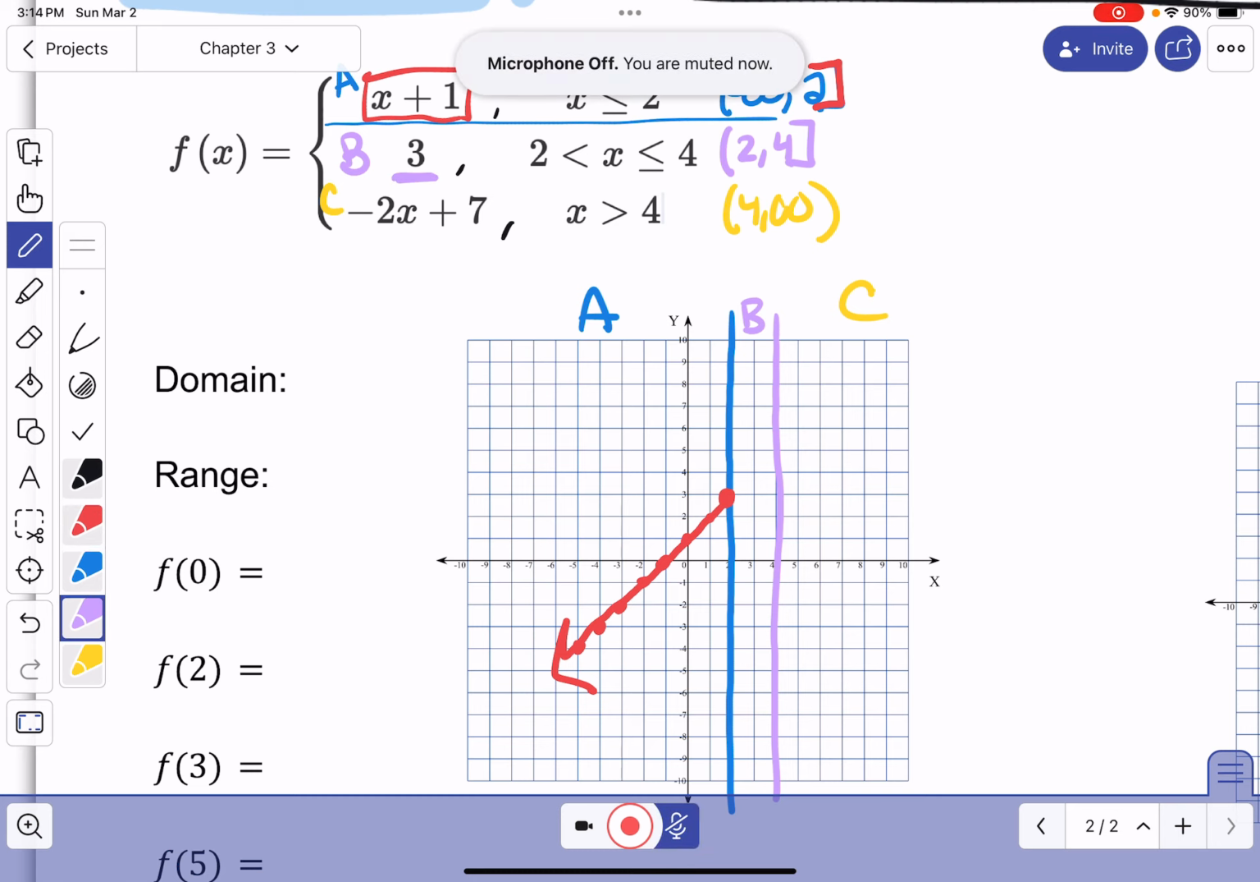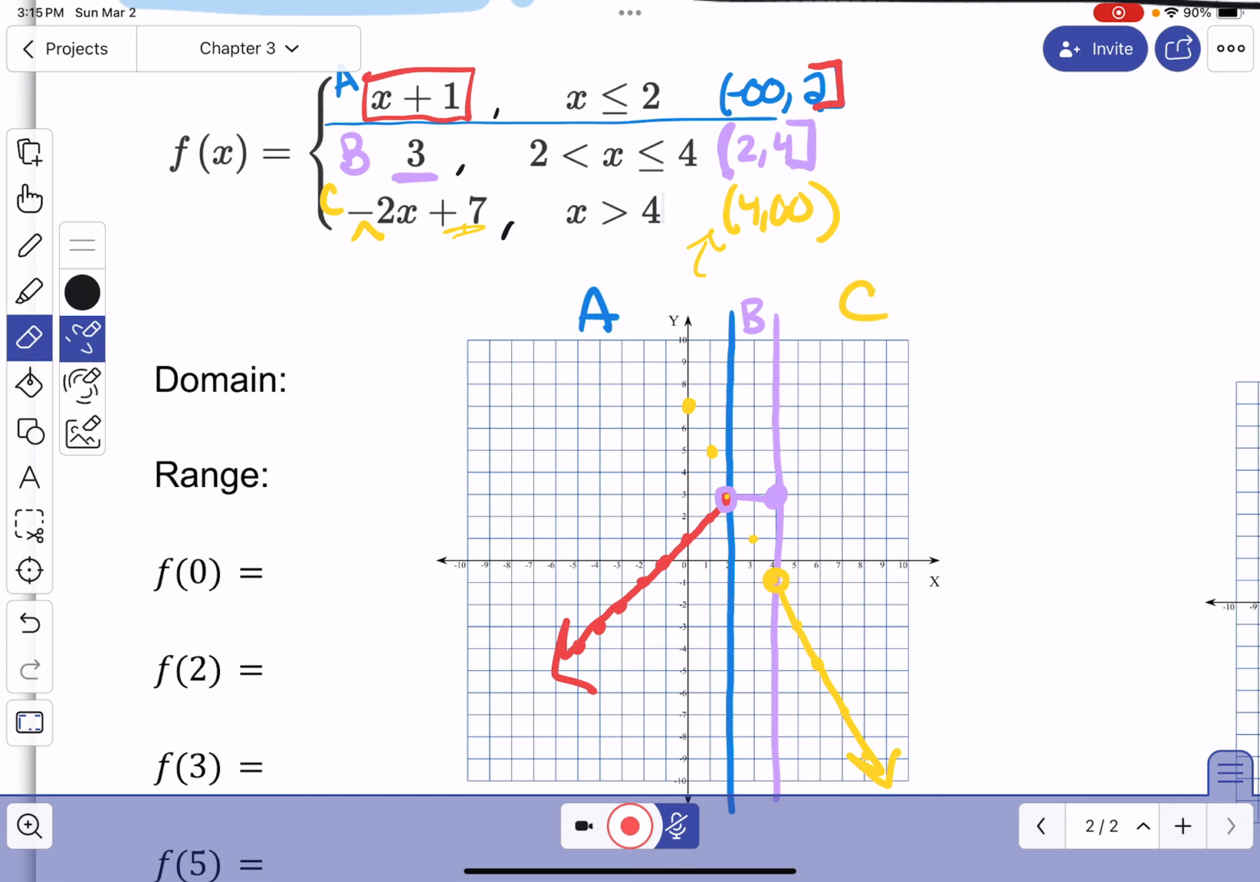B is 3, meaning no matter what the x value is, y is 3. We start with an open circle, we end with a closed. So this would be open, this would be closed, and those would connect. C, the y-intercept is 7, and our slope is -2. So we would go down 2 over 1, down 2 over 1, down 2 over 1, and so on and so forth. Now, because of this restriction, we don't start drawing until we get to that purple line. So that's the part we care about for C.